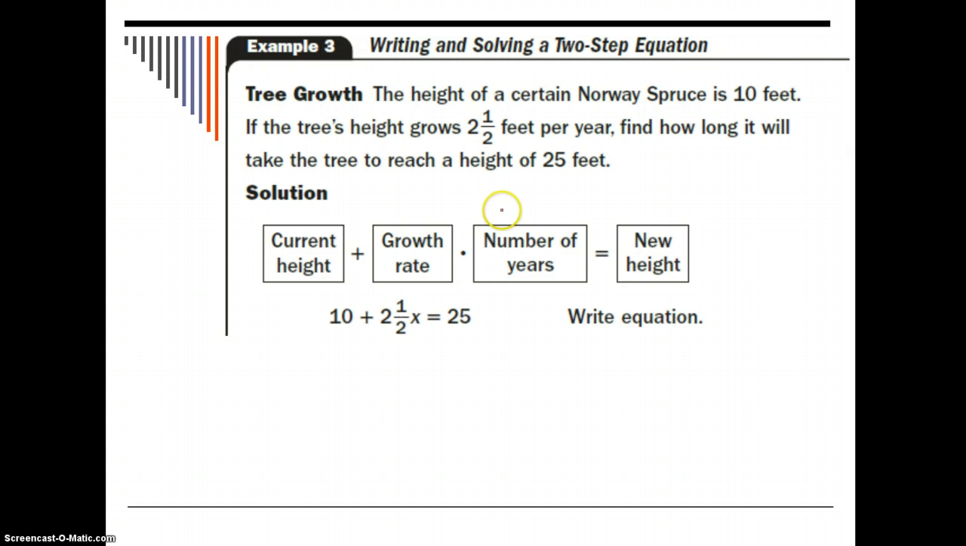In example 3, the height of a certain Norway spruce is 10 feet. If the tree's height grows 2.5 feet per year, find how long it will take the tree to reach a height of 25. So that's our goal, to get to 25 feet. It started at 10. It's 2.5 feet per year. When we see that word per, this is multiplying by the number of years. So there's our equation, 10 plus 2.5 times x equals 25.